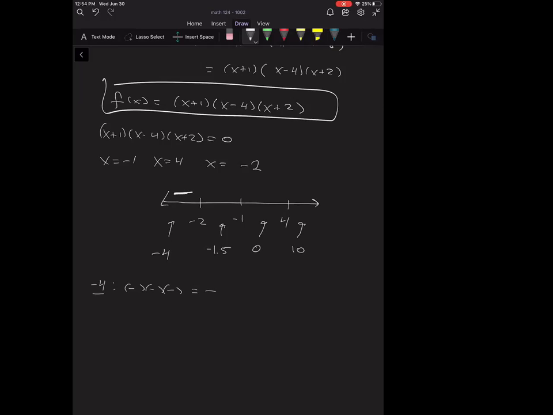So minus. We plug in minus 1.5. We'll have the first 2 being negative and the last one being positive. So that gives us overall positive. Then if we plug in 0, we have positive, negative, positive, which is going to give us overall negative. And if we plug in 10, each of those will be positive.